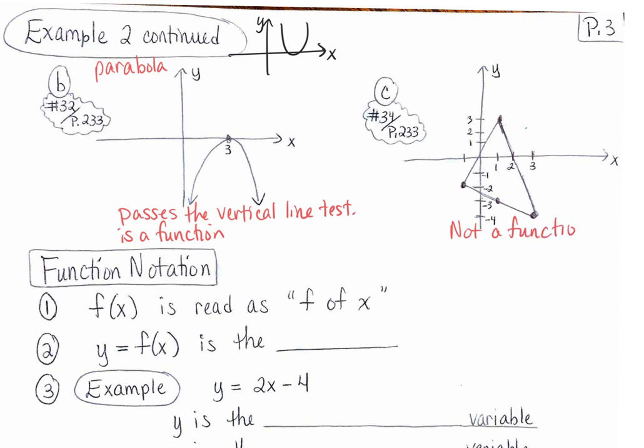And the instructions are, if it's not a function, give me 2 points. 1 and 3. 1, 3, and 1, negative 3. Good. What questions do you have?